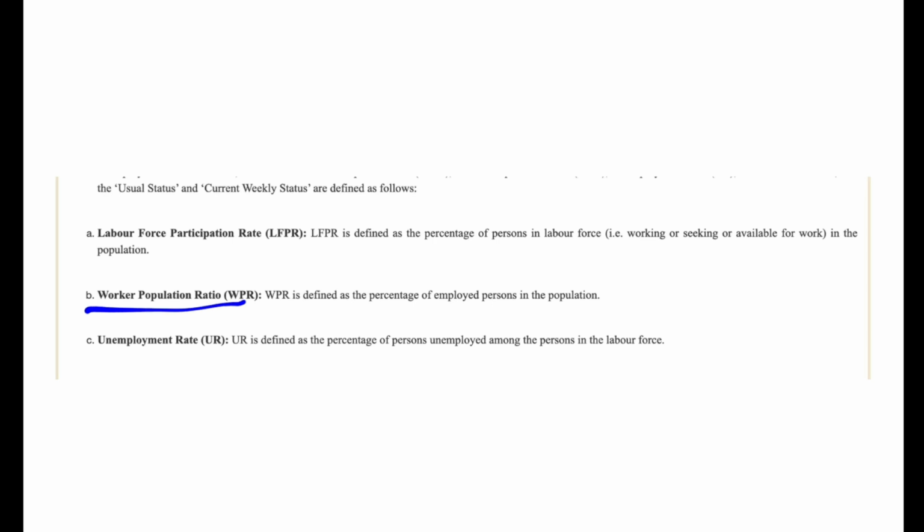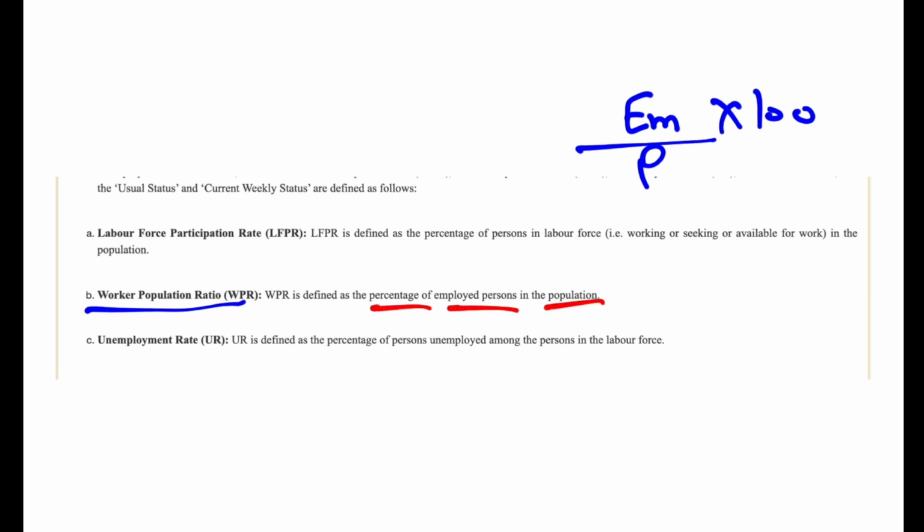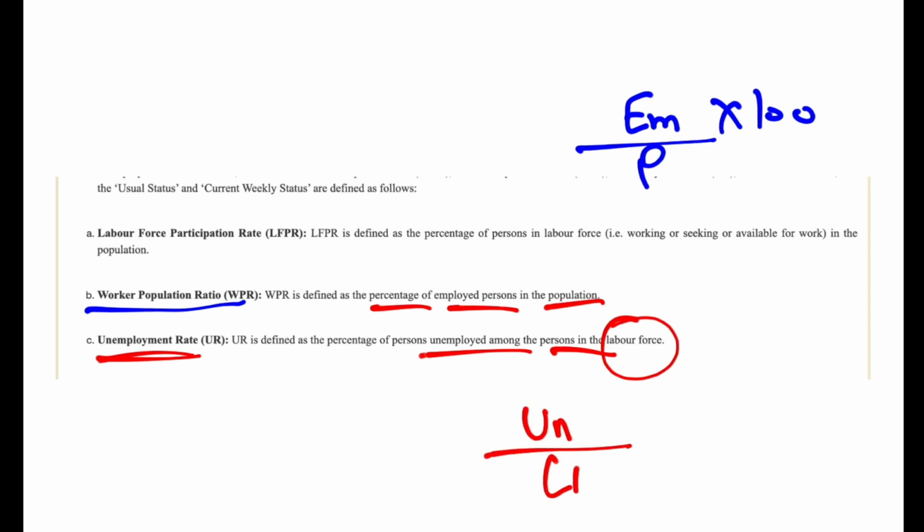Then you have worker population ratio, which is simply from the total population, the number of people who are employed. You multiply that by 100. Very simple. So worker population ratio is defined as the percentage of employed persons in the population. And unemployment rate. So unemployment rate is defined as the percentage of people unemployed among the people in the labor force. So unemployment rate is the number of people who are unemployed divided by the labor force. Labor force is what? Again, labor force is either the people who are working or searching for job, and you multiply into 100. So that is called unemployment rate.